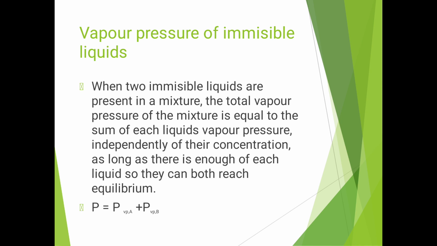Next, vapor pressure of immiscible liquids. When two immiscible liquids are present in a mixture, the total vapor pressure of the mixture is equal to the sum of each liquid's vapor pressure, independent of their concentration, as long as there is enough of each liquid so they can both reach equilibrium. So the total pressure will be equal to the sum of the partial pressures present in the gas mixture. So P will be the total pressure, PA will be the partial vapor pressure of gas component A, and PB will be the partial pressure of the gas component B that is present in the gas mixture.